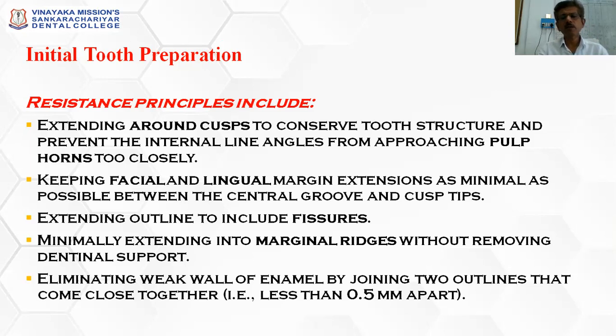Minimally extending into marginal ridges without removing dentin support. Again, unsupported enamel leads to collapse of the tooth structure. Eliminating weak wall of enamel by joining two outline forms that come close to each other, less than 0.5 millimeters. Say, for example, you have a particular cavity, and just beside it, your caries is there, and just beside it, another cavity is there. Now, if it is greater than this 0.5 millimeter, you make them as two separate cavities. But if it is lesser than that, you include it in part of one cavity design.